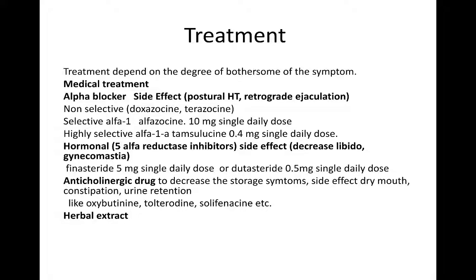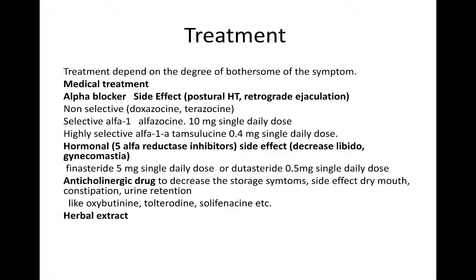The third type of drug used in treatment of benign prostatic hyperplasia is anticholinergic drugs. Anticholinergic drugs cause relaxation of the bladder. So this drug is only used with caution, because it sometimes causes urine retention in patients with BPH. We use it only in those patients who are suffering from storage symptoms like urgency and urge incontinence.